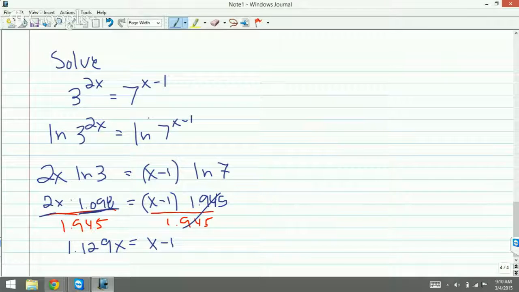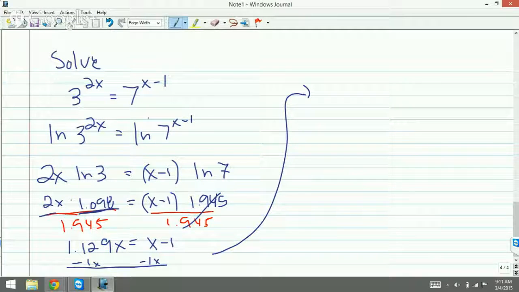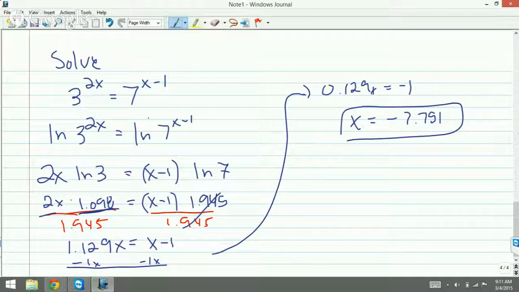Okay, so we have to subtract 1x, right? We got to combine those x's. I'm going to move this up here. There, that's better. Negative something. Divide. That's better.